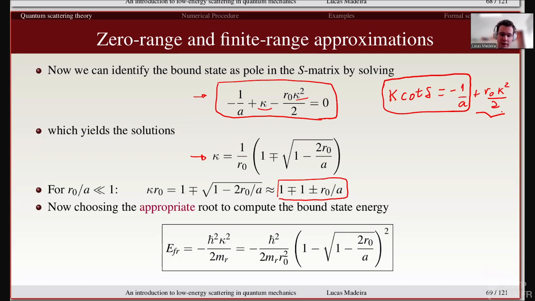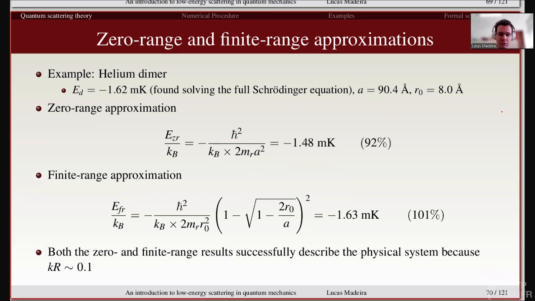Okay. So now that I have those two expressions, I can apply them to a physical system. Suppose that I get a potential from the literature, I'm not showing here how it looks like, that describes helium-helium interactions. So helium-4, so I have two helium-4 atoms, and they're interacting through some potential. I get this complicated potential that's in the literature, and I solve the full Schrodinger equation, and then I get that the solution, the dimer energy, is this number here, 1.62 millikelvin.